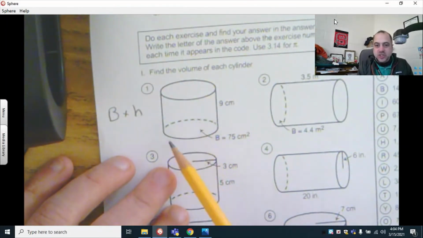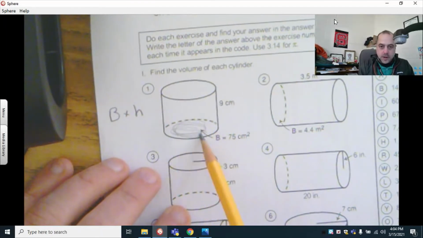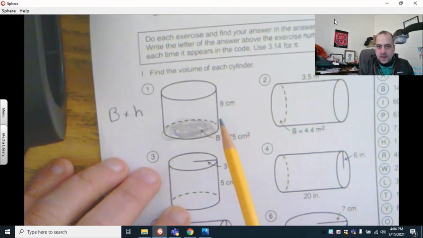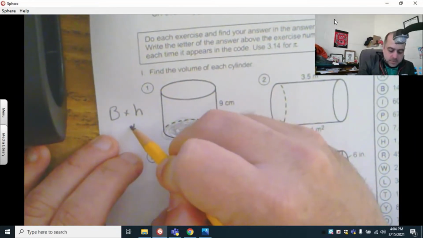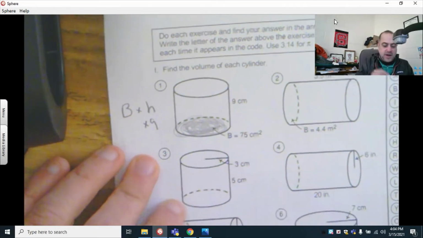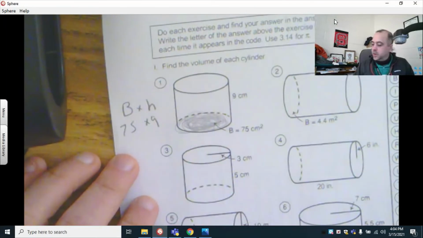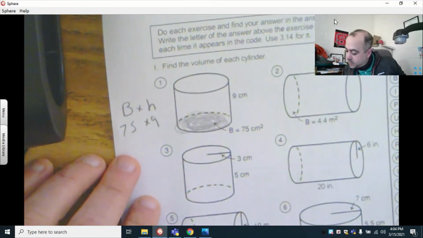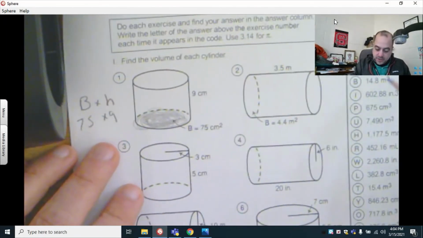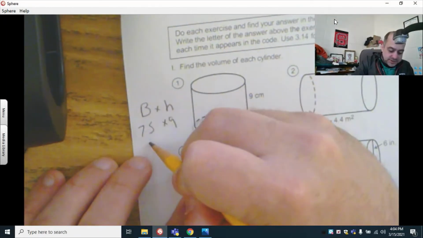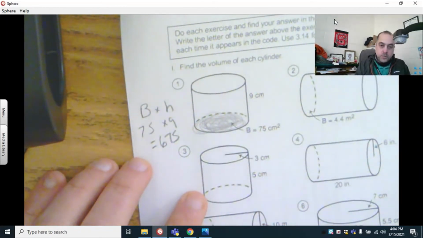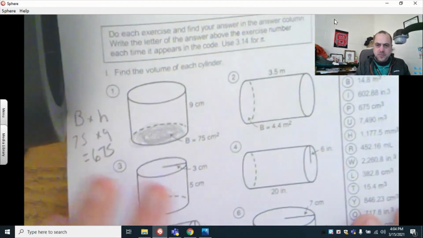So look at this one. The base is a circle. This is a circle, right? There's the base. Here's the height. So we're going to times by 9. What's the base? Well, look, it told you in this one. It made it easy. 75 square centimeters. So 75 times 9 is 675. I'm looking down here for 675. Yeah. So it's 675. Okay? 675.